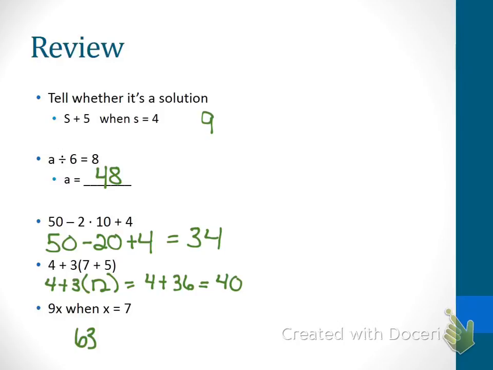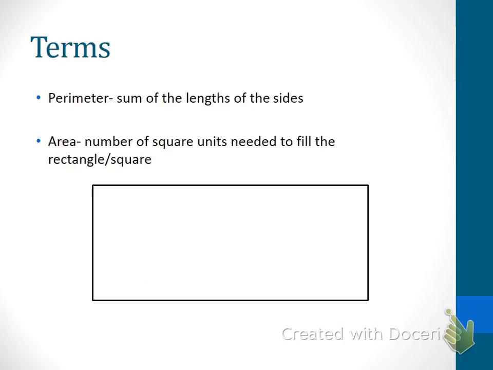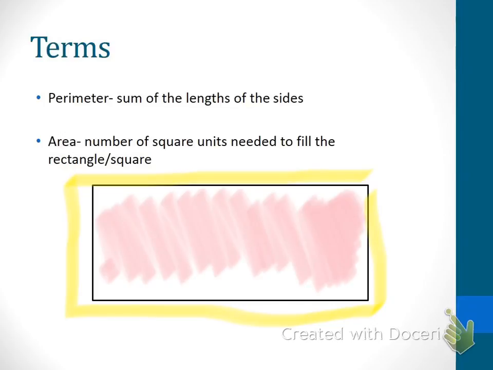So in example 1, we are basically just looking at some terms here. Okay, so our terms for perimeter and area. Perimeter is the distance around a figure, the sum of the lengths of the sides. And the area is the amount of square units needed to fill that shape, okay? So go ahead and write down those terms.